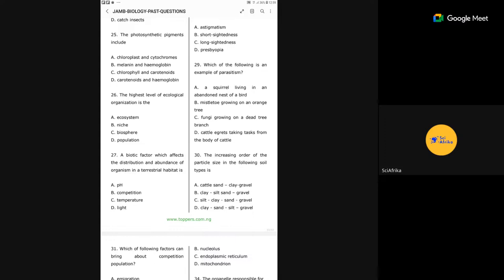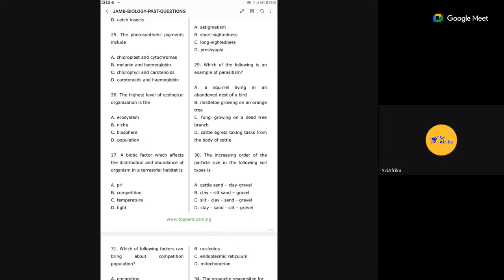So we have option A, squirrel living in an abandoned nest of a bird. Since a squirrel is living in an abandoned nest, there's no bird in the nest. The nest is abandoned, so it is not a parasitism relationship. Then we have mistletoe growing on an orange tree, and fungi growing on a dead tree branch. Since the fungi is growing on a dead tree, that is what we call saprophytism.